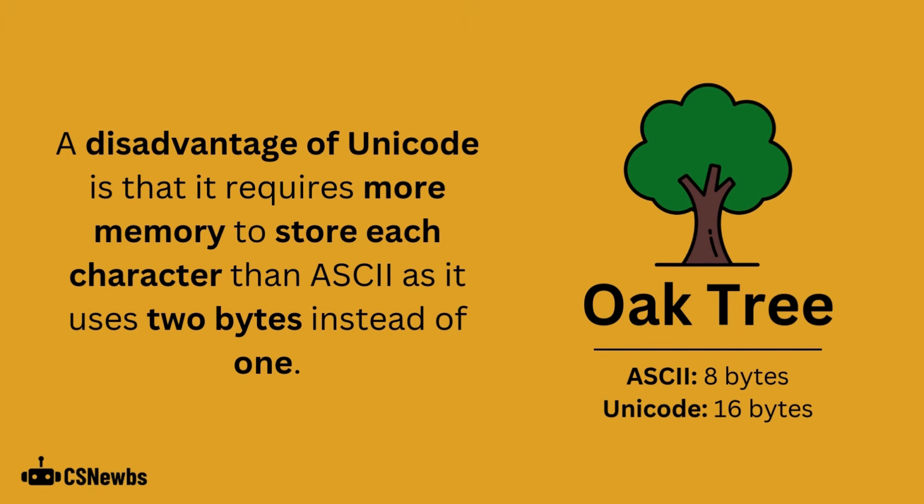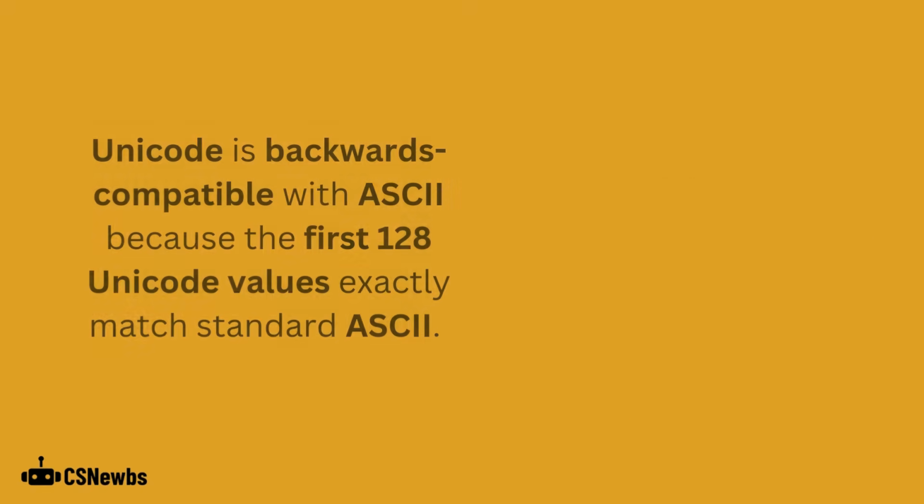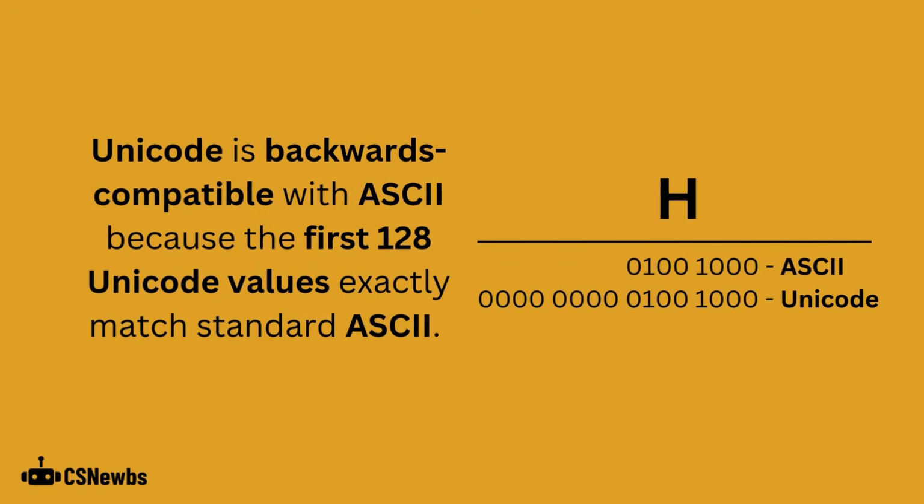In this example, the term oak tree, including the space between the 2 words, would be represented in 8 bytes in ASCII, but 16 bytes in Unicode. Unicode is backwards compatible with ASCII because the first 128 Unicode values match the first 128 ASCII values too. So capital H in this example would be represented using the same values in both character sets.